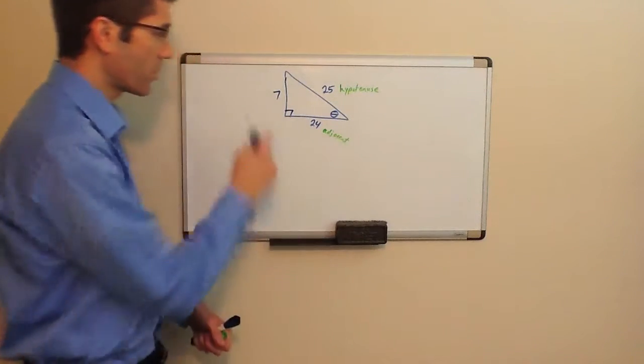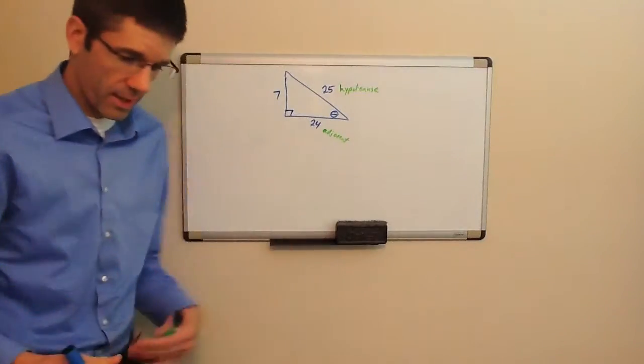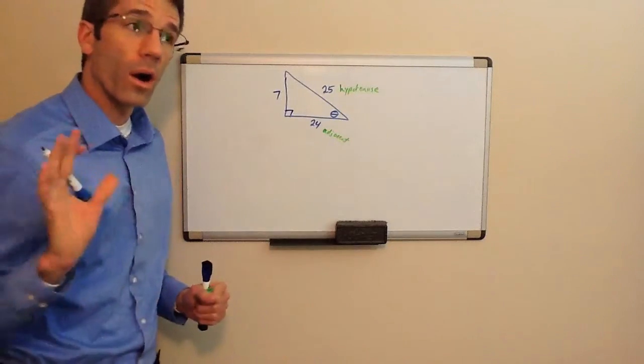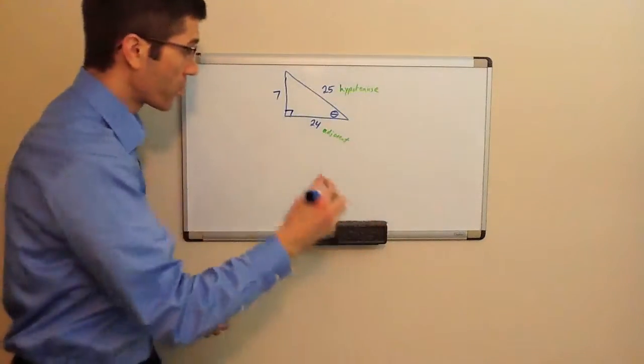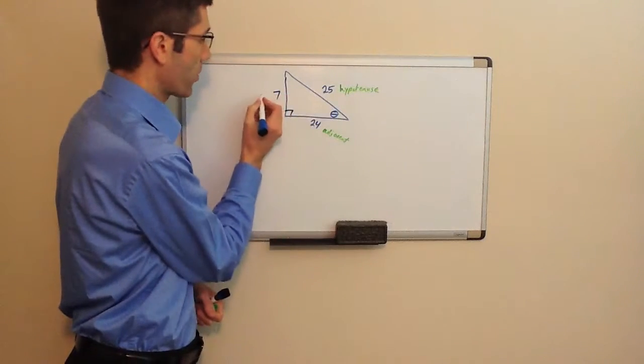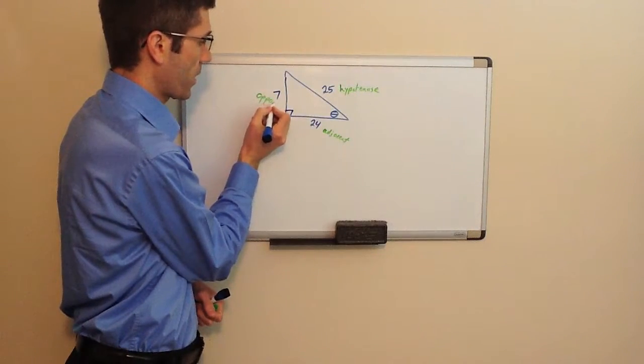Well, if this one is adjacent, what does that make that one? Well, you're standing in one corner of the room and someone else is way on the other side of the room. You would say that you are opposite the room from them. So this side is opposite from our angle theta. So that is opposite.